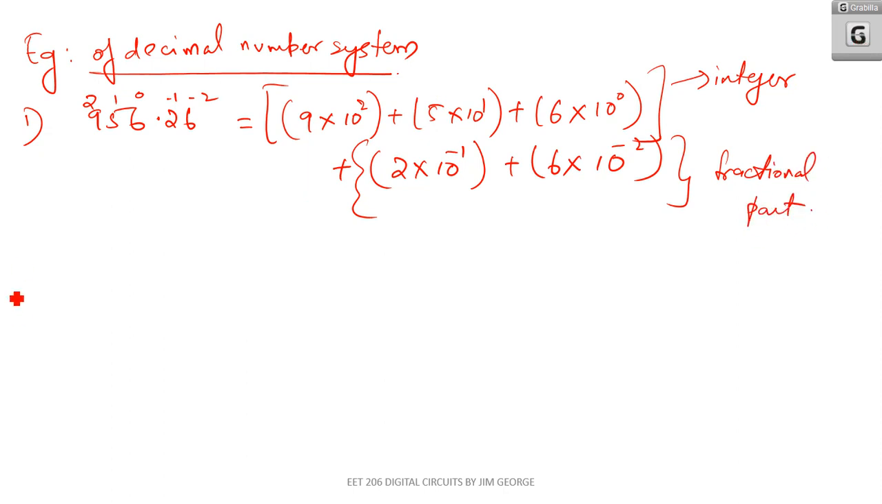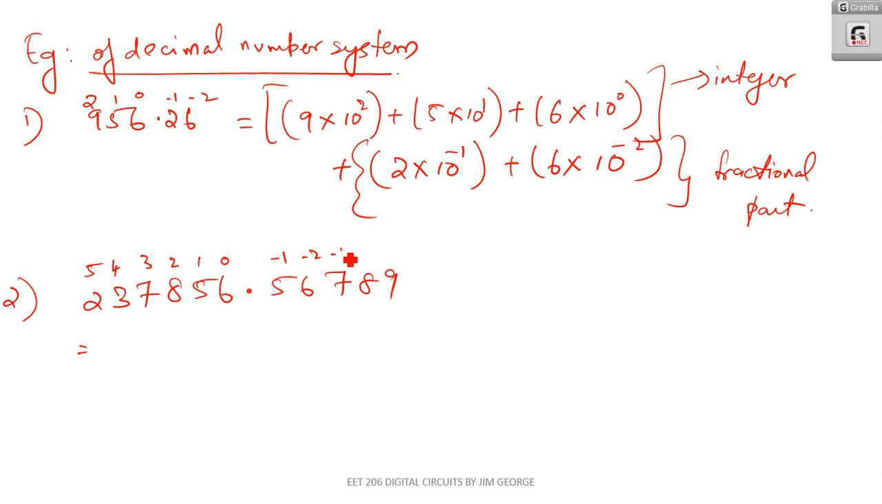Another example, if I am writing 237856.56789, this I can write as, so first you give the positions as 0, 1, 2, 3, 4, 5. This is minus 1, minus 2, minus 3, minus 4 and minus 5. This I can write it as 2 into 10 power 5. Here I am given the positions.